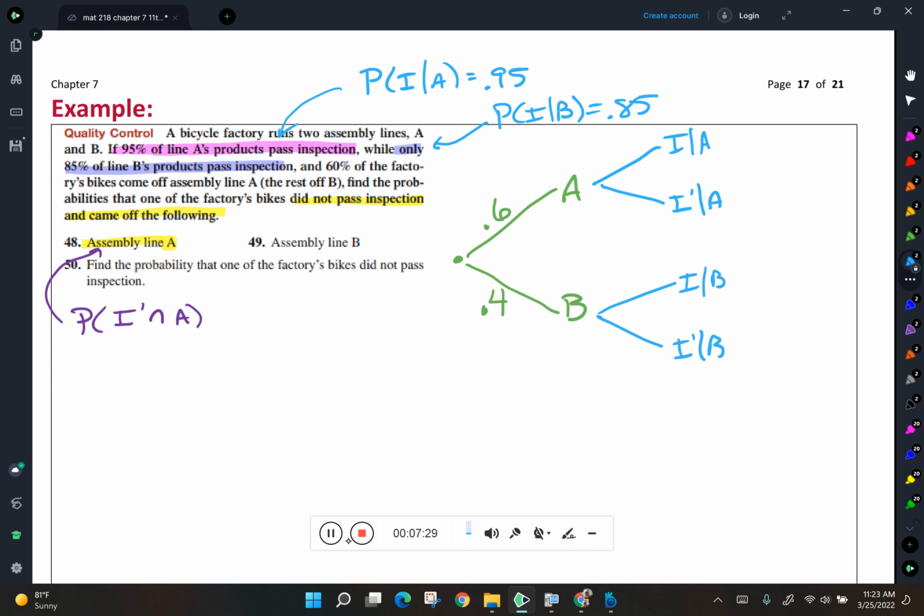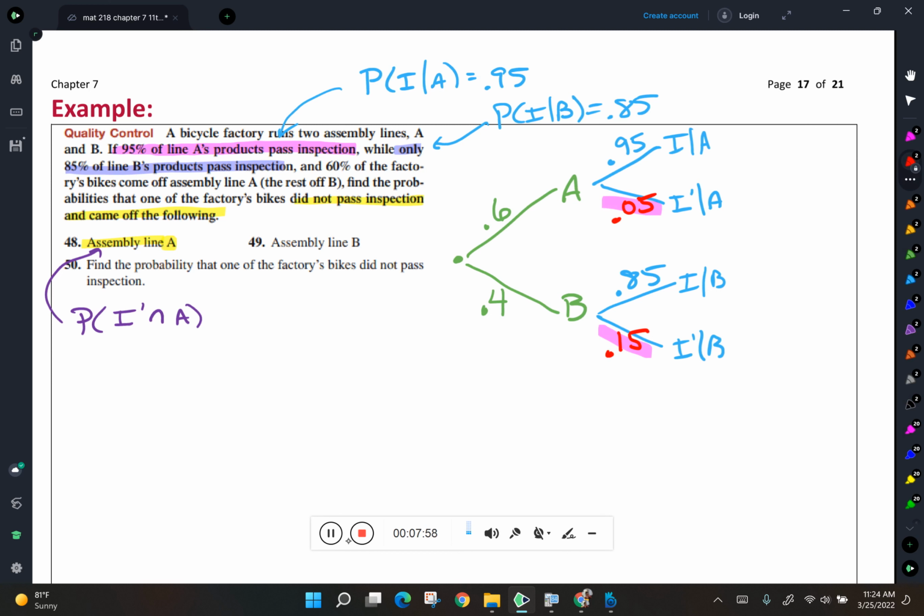Now we know a couple of these probabilities. We know that this one is 0.95. We also know that this one is 0.85. But what about these two probabilities? Well, if 95% pass, 5% fail, and if 85% pass, then 15% don't pass. I don't know, do you want to call it fail? Do you want to call it don't pass? I don't really care. It's inspection passed or did not pass inspection.